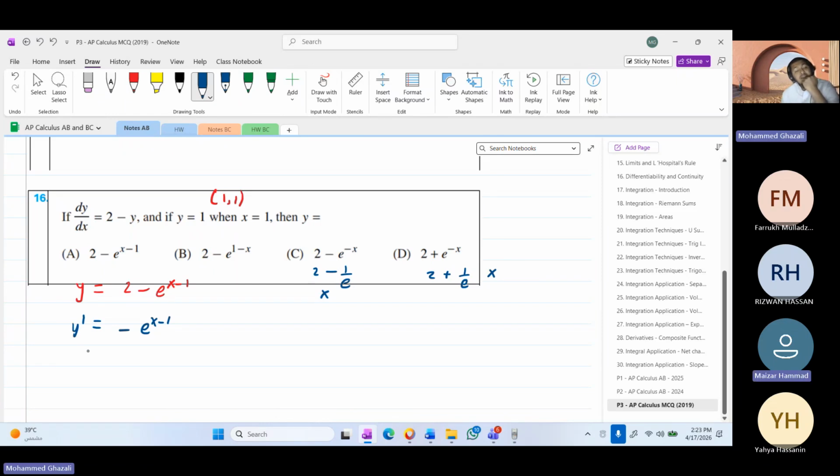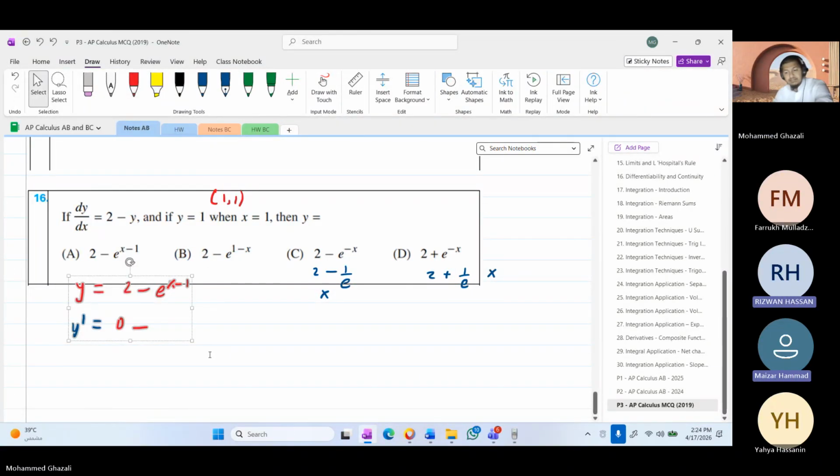Now, Mister, you confused me. Why do you take the derivative? If dy over dx equals 2 minus y, this is the same thing as saying 1 over 2 minus y dy equals dx. You're going to take the y over to the other side, and then we can equate the two: 1 over 2 minus y dy equals dx.